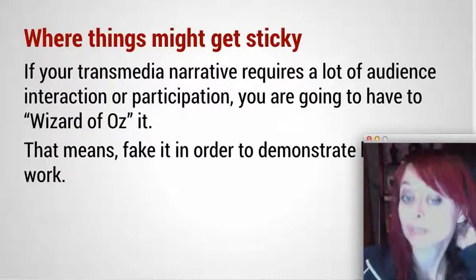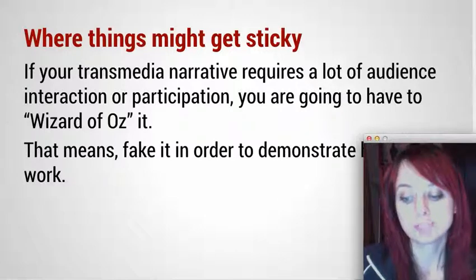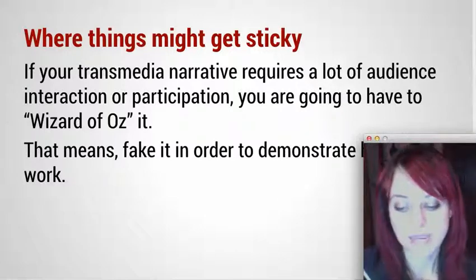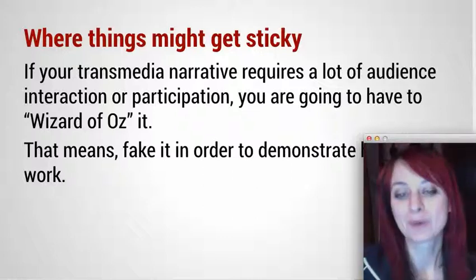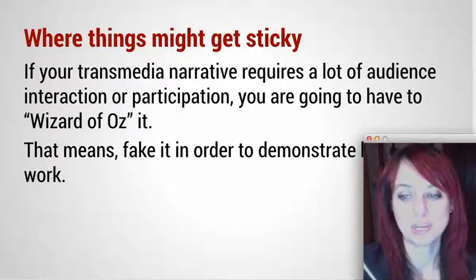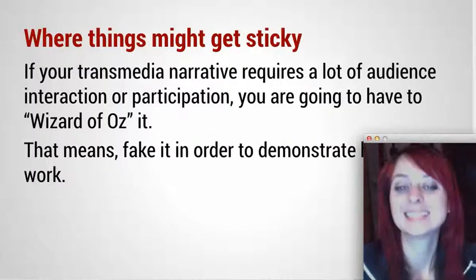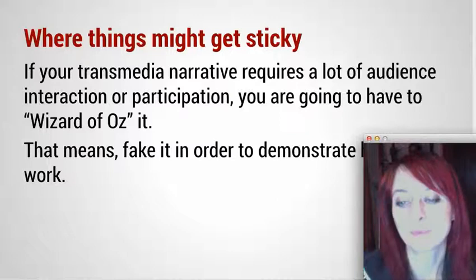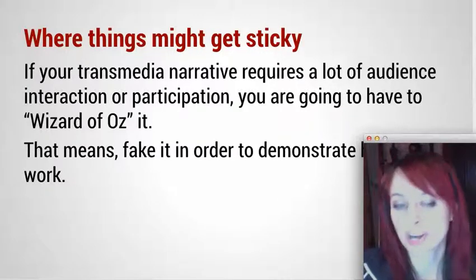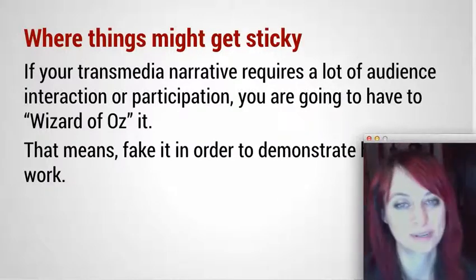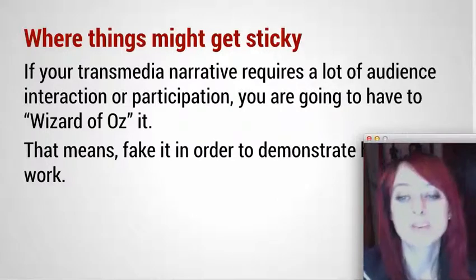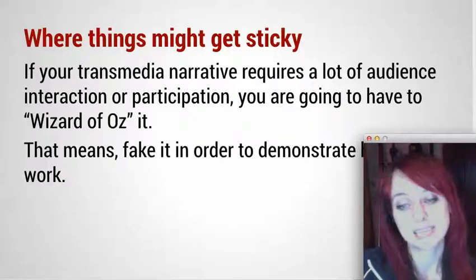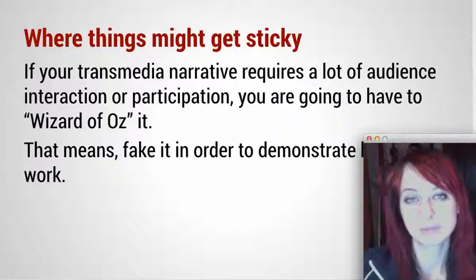If you have a vote as part of your story, and you have 4 choices, you can make only one winnable so that when someone tests your game, they can only pick that one and then they see what happens. So basically fake it in order to demonstrate how the thing works. If there's a part of your narrative where you need audience interaction or participation, you're going to fake it. And that doesn't mean throw some crap together.